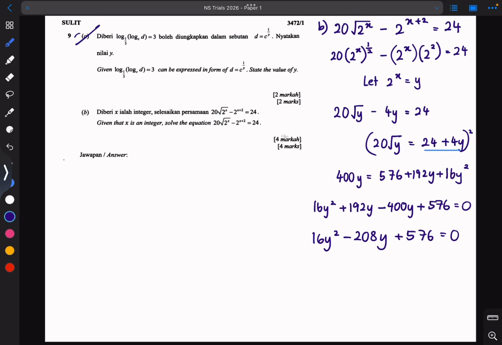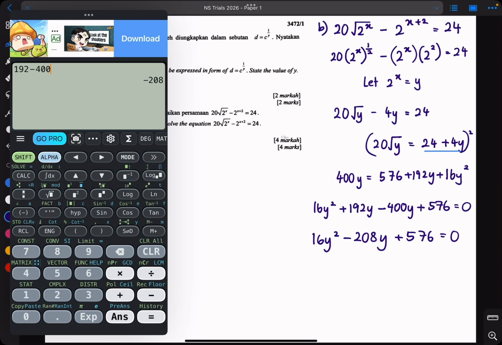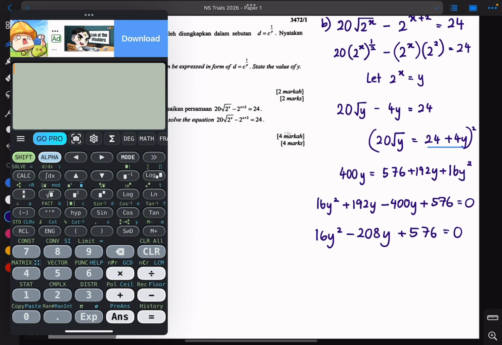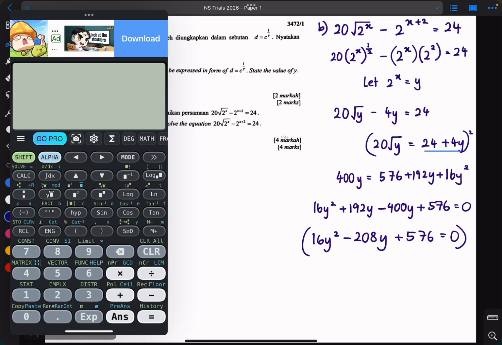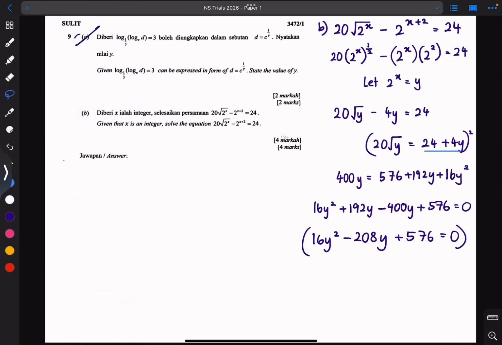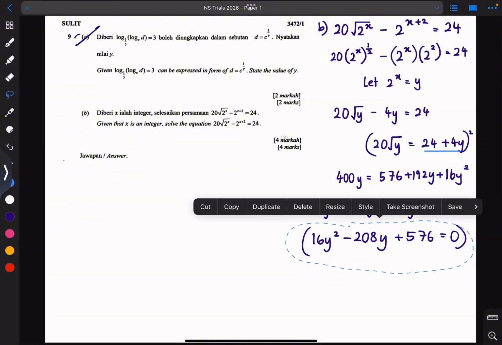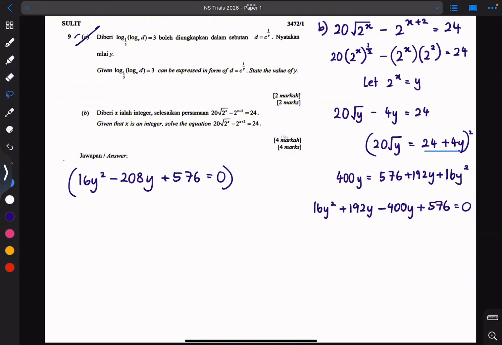Okay, so before factorizing, we have to simplify it. So 16208 can be 1 over 13. Let's see, 576 can divide by 16. Also can. So the whole equation, we can divide by 16. Actually, must write it here. Not enough space. Okay, you know what? I'm just going to bring this here and continue.